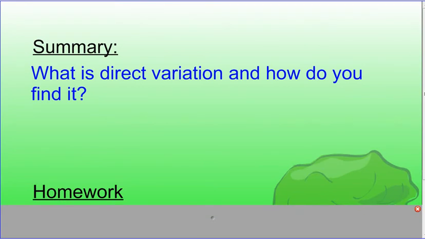Okay. Lastly, here's the summary. What is direct variation, and how do you find it? If you can answer that question, it means you understood what the lesson was about. If not, you might need to go back and watch it again. Quickly though, pause the video, answer this question as best you can, hit play when you're ready to continue.